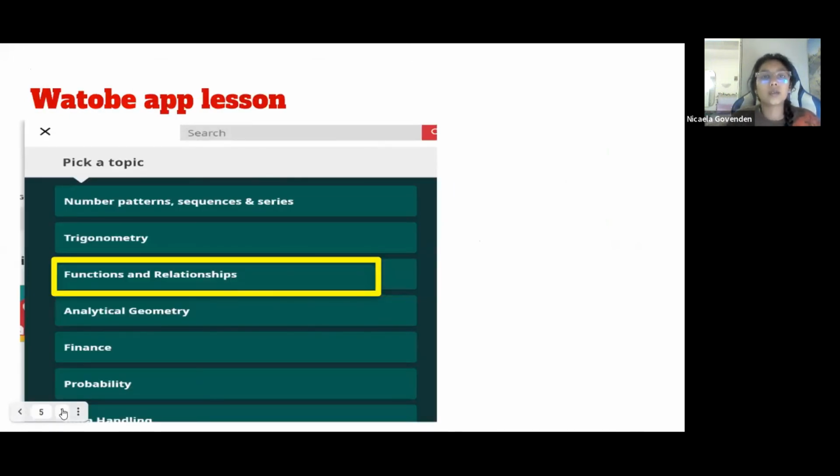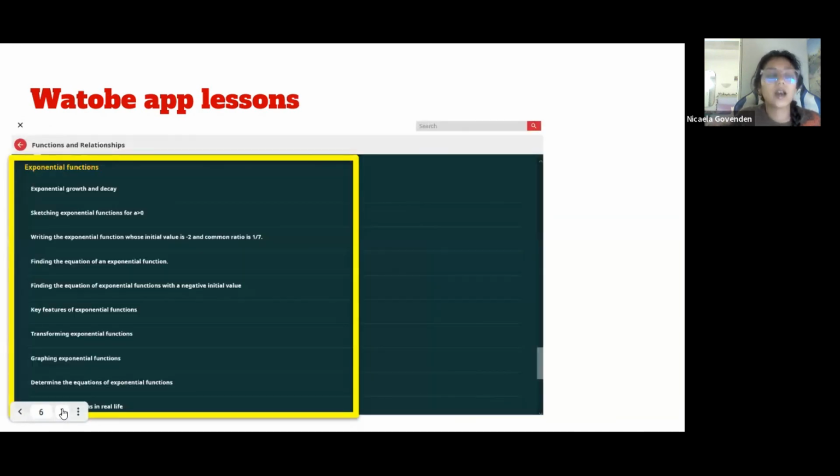Okay, on to the app lessons or the homework. So we are still on functions and relationships under the topics. We actually are going to have to revise the whole section again, just to make sure you have a proper understanding, because this is the end of the exponential functions section. So all the little exercises and topics underneath this one would be applicable for you to revise and make sure you understand. You can take a picture or make a note that it's all of the exponential functions topics underneath.